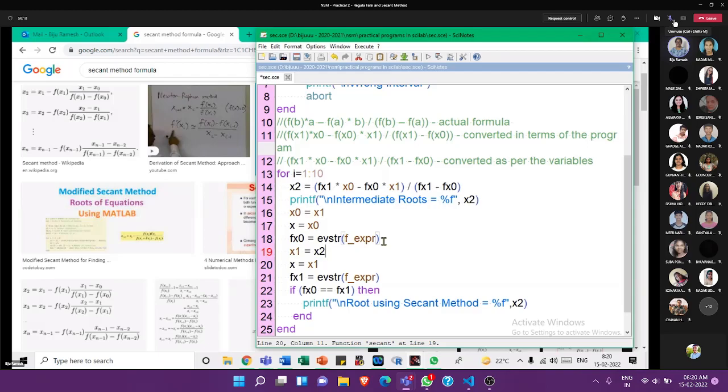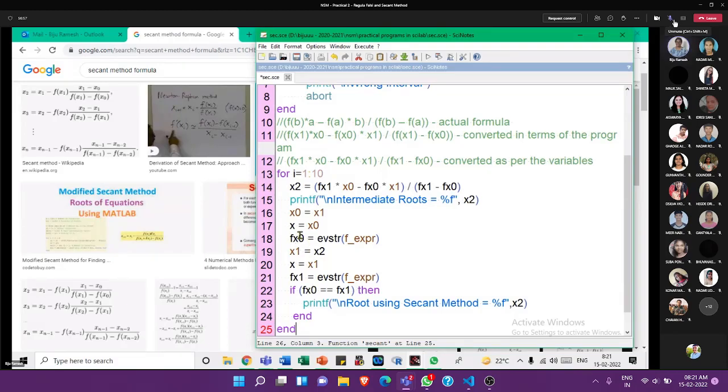So we are finding fx0 and fx1, and then we are checking whether fx0 and fx1, which have the latest two roots, are equal, because you remember in the regular falsi, we saw the roots being equal. So we stop when it is equal. When it is equal, we declare that whatever was the new root found is going to be your actual root. So this printf will be executed only if fx0 is equal to fx1.